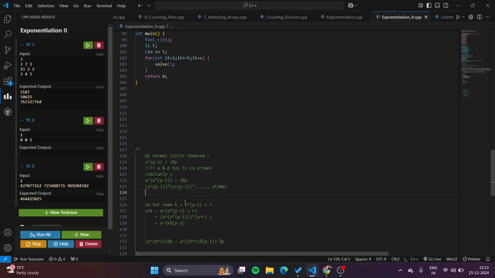You know the value of this. It's 1 modulo p. Similarly for this, it is 1 modulo p, till x times. So basically 1 modulo p into 1 modulo p into till x times, and the whole thing you can take modulo over the whole thing as well. That won't make a difference.